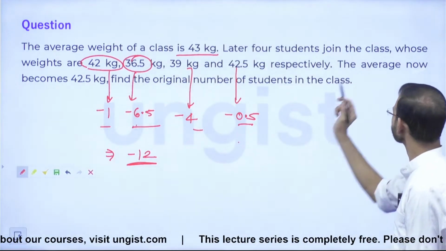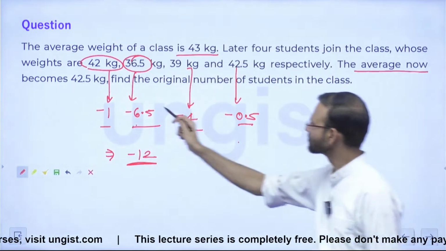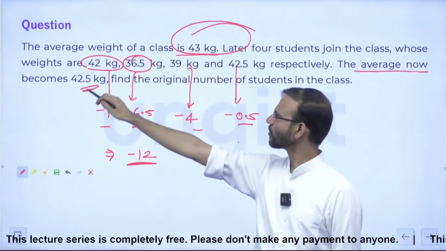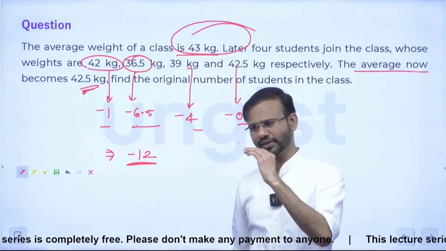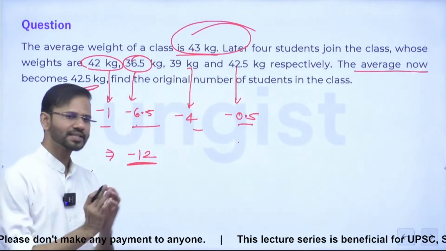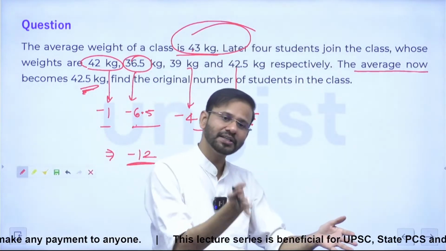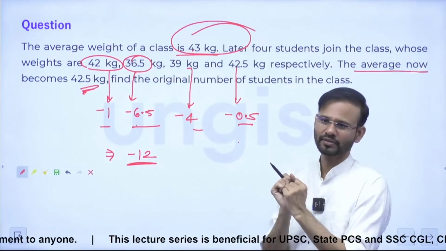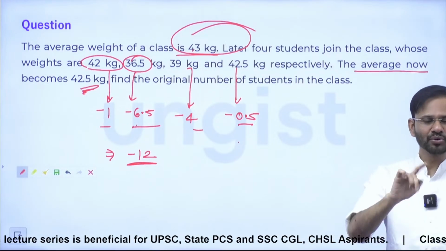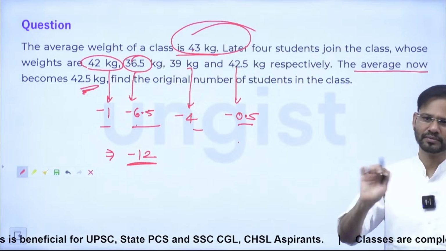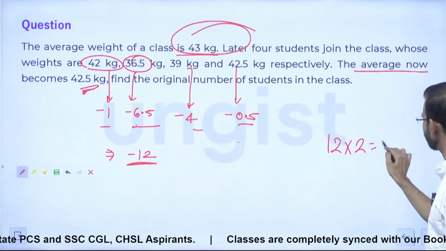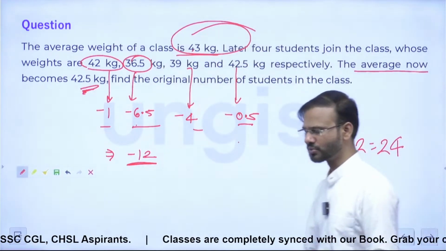After that, the average now becomes 42.5. See everyone, the initial average was 43. Now it became 42.5. So each candidate is getting -0.5. Yes or no? So 12 is getting distributed among some candidates such that each one is getting -0.5 or 0.5. It means 12 is getting distributed among 12 into 2, since it is 1 by 2. So 12 into 2, 24 candidates. So in the class, 24 students are now present.